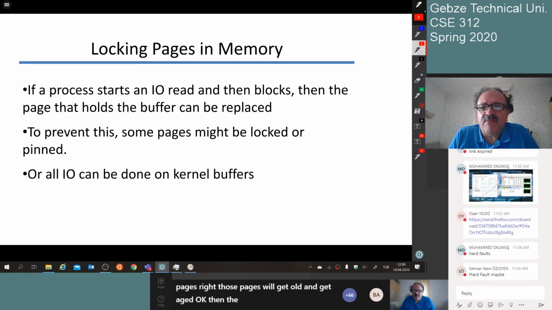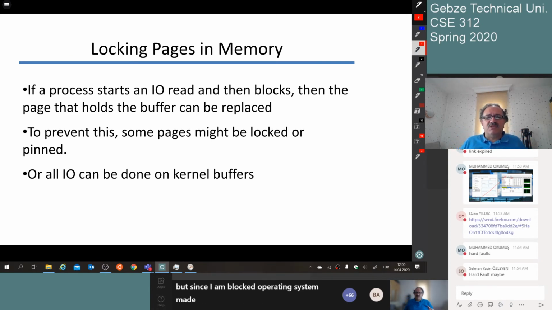When my data pages get old, they might be replaced. But if they are replaced, that means my buffer that will hold this data may be replaced. So I asked the operating system to load some data, and I told it that whenever you load that data, put it in this memory location, which is mine. But since I am blocked, the operating system may decide to replace that page that holds the data, the buffer.